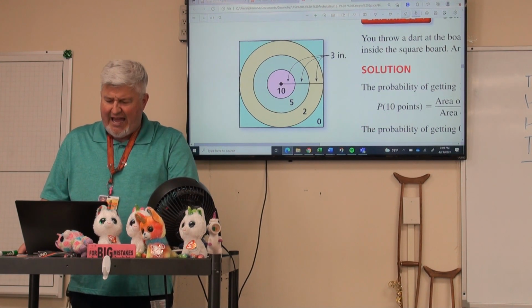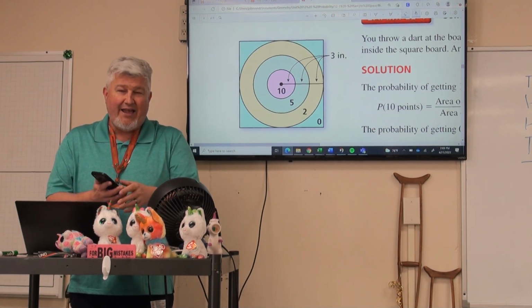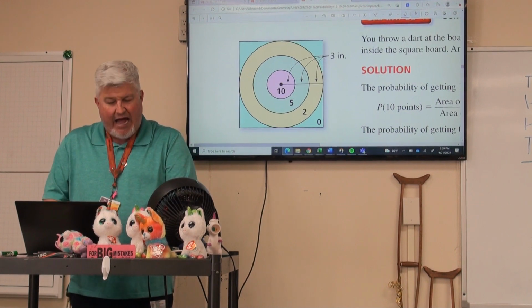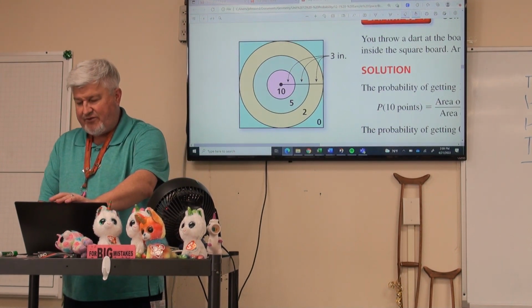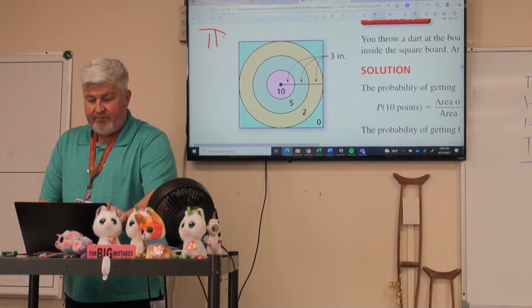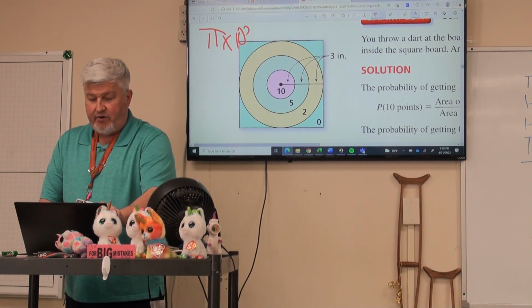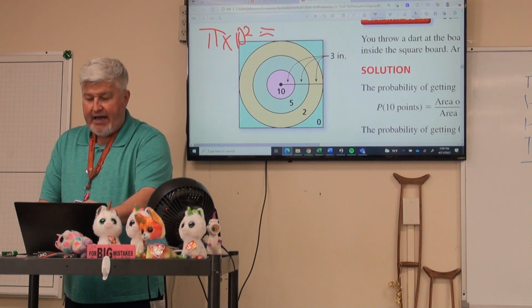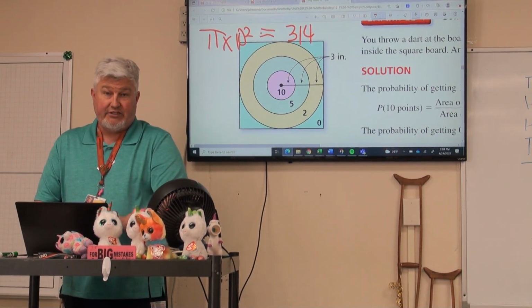Pi r squared. That's so brilliant of you. Pi r squared. Thank you. I'm sure the rest of you thought that immediately as well. So pi r squared is pi times 10 squared. 10 squared, of course, is 100. Times pi is easily calculated to be 314 square inches.